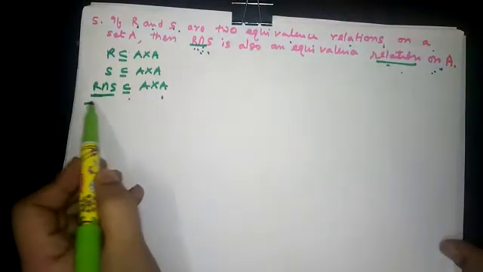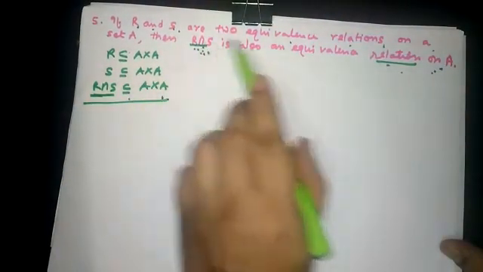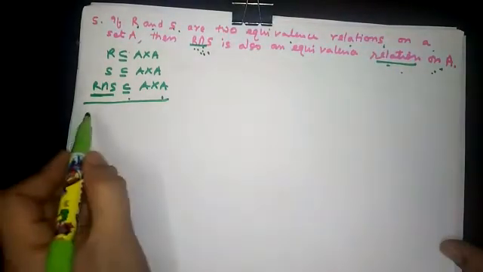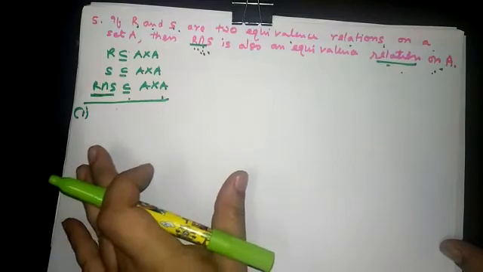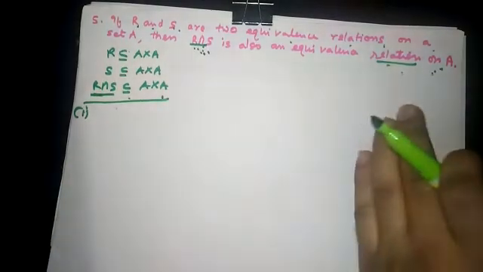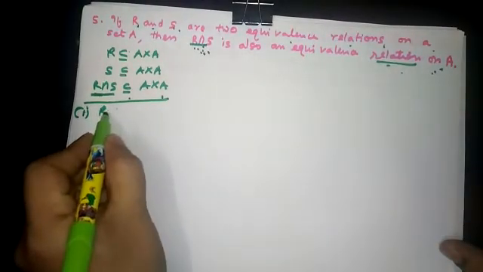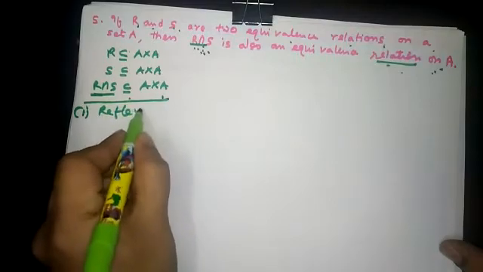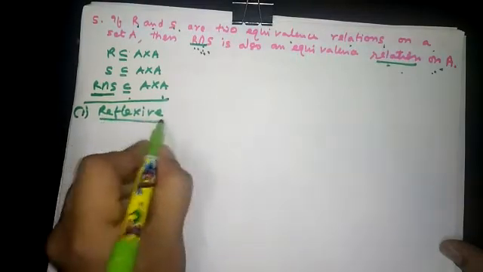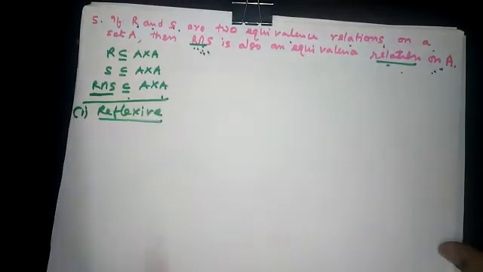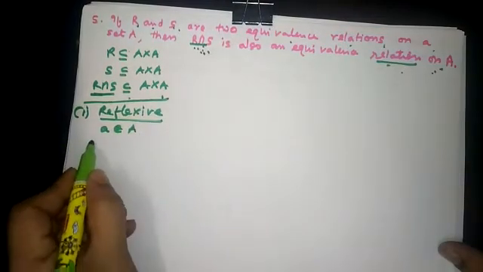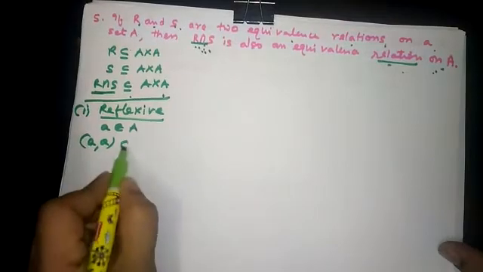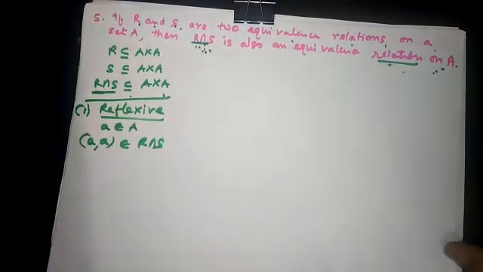Correct? Next, we need to prove that R intersection S is an equivalence relation on A. To prove this, we need to prove that it is reflexive, symmetric, and transitive. Let's do the first one. Reflexive. To prove R intersection S is reflexive, for all a belongs to A, we have to prove that the ordered pair (a, a) belongs to R intersection S.